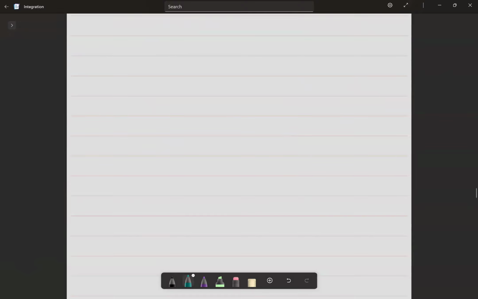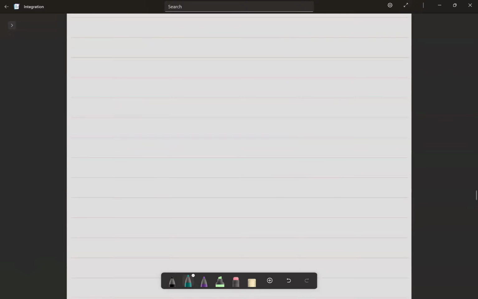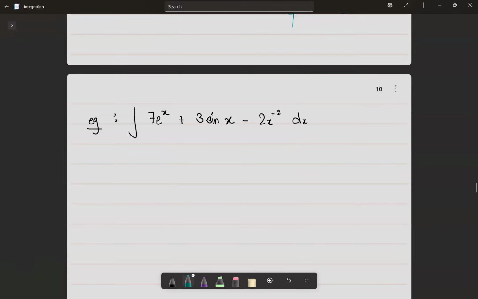In the next math, we have this example. It is a combination of algebraic, trigonometric, and exponential integration. As we can see, everything is simplified in here, so we can start the integration right away. We are not writing the integration sign and the dx in here. So 7 e to the power x will be 7, the coefficient, and e to the power x is the integration of e to the power x, so it stays here.